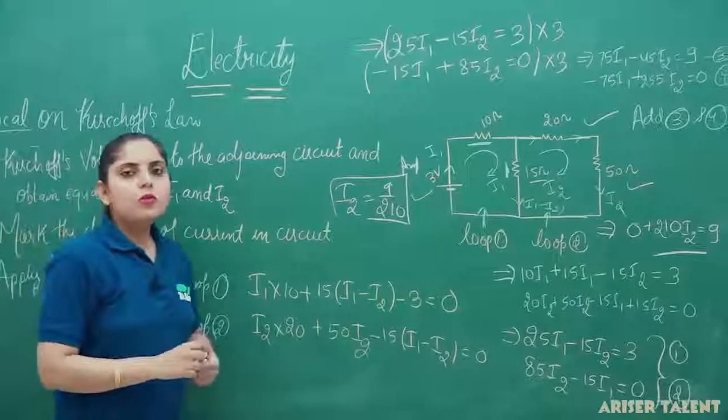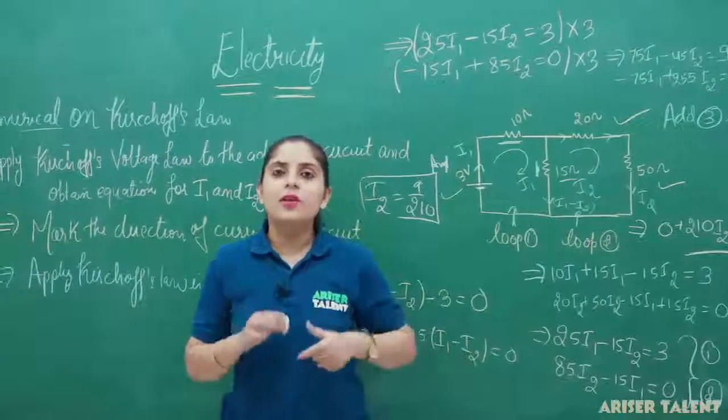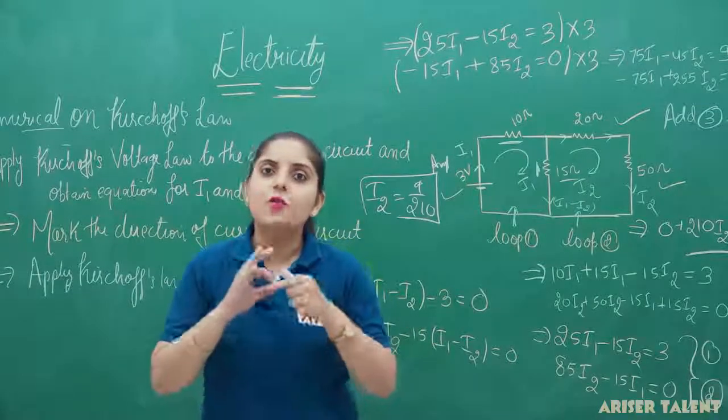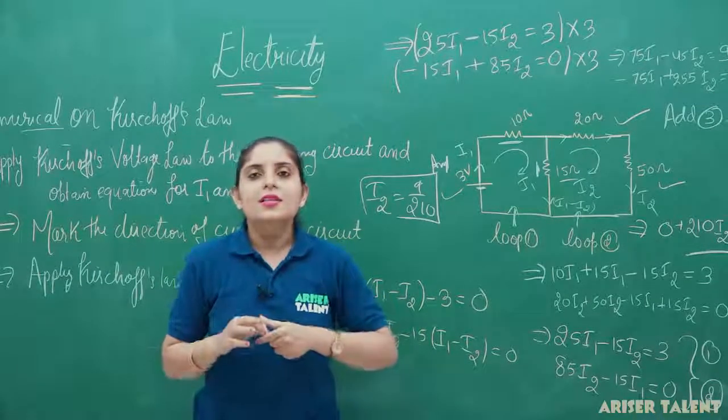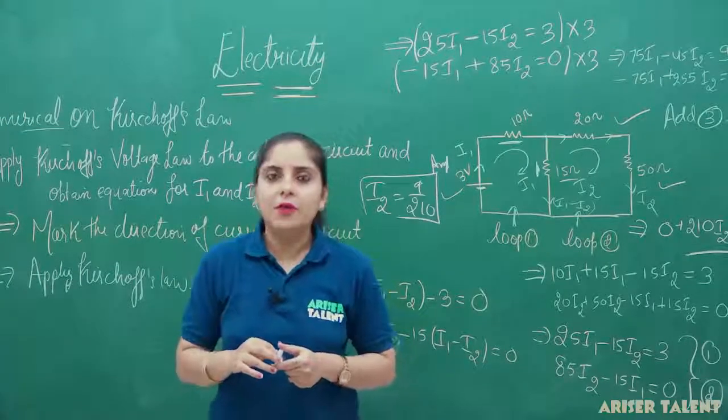So, this is how Kirchhoff's law has been applied to both the loops. Kirchhoff's second law is very important for solving such numericals, for determining the value of current in both circuits. So, this is all about Kirchhoff's law and the advantages of AC over DC we have discussed here.